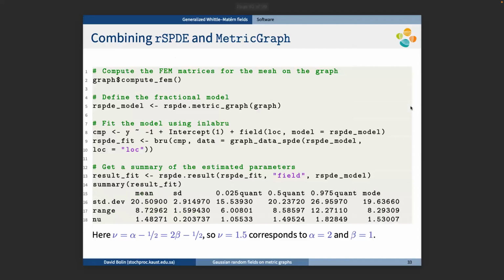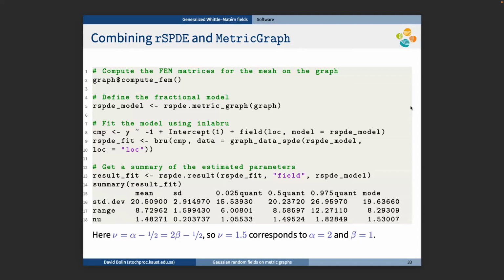And here is now the entire code for fitting this fractional order model to the data, where we also estimate the smoothness parameter. So what you have to do is start by computing these standard finite element matrices that are needed for the approximation. And then you define the model, you fit it using inlabru again, and we extract the results.